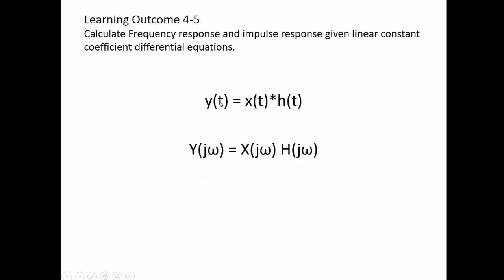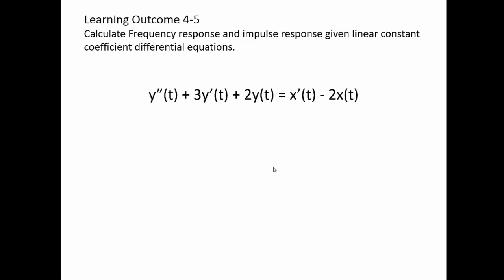So if we have y of t is x of t convolved with h of t, taking the Fourier transform and using the property of convolution, Y of j omega, which comes from the Fourier transform of y of t, will be X of j omega, Fourier transform of x of t, times H of j omega, which is the Fourier transform of h of t. It is times because from the system properties, learning outcome 4.3, convolution in time is multiplication in frequency.